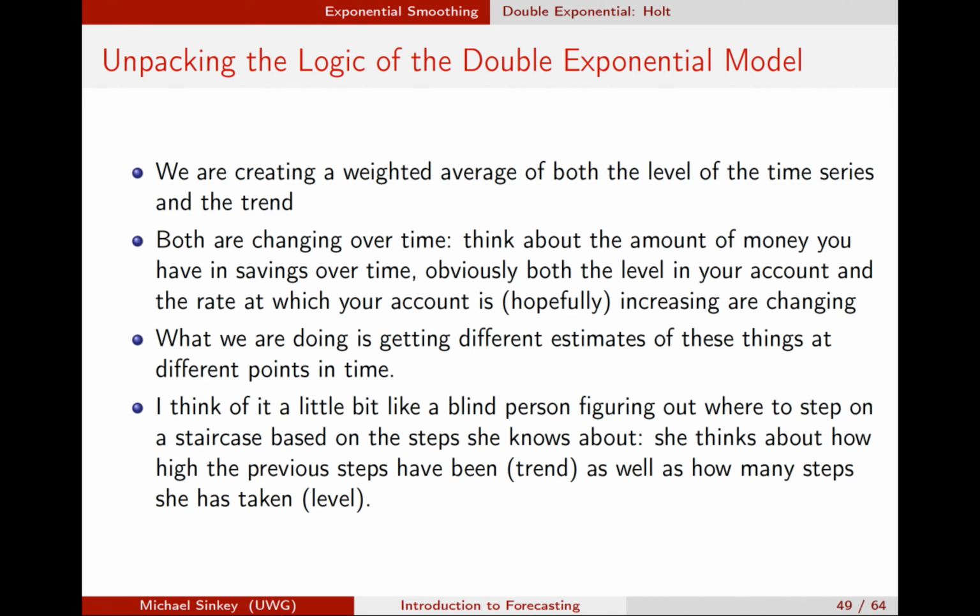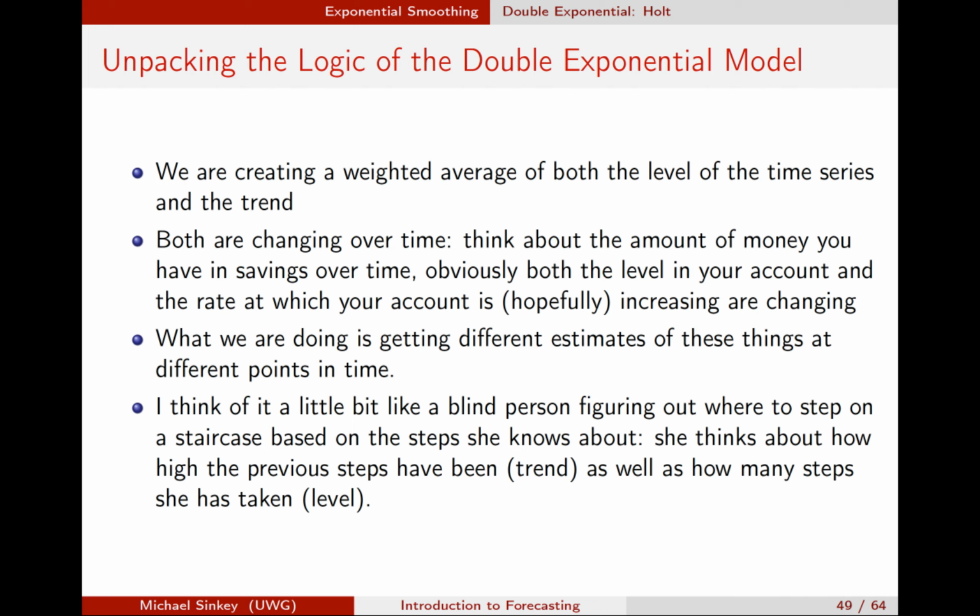Think about the amount of money that you have in savings over time. Obviously, there's a level at any given day that you check your balance. However, there's also a trend in your savings behavior. So if I'm trying to predict how much you'll have saved tomorrow, I might at least like to incorporate that there's some trend up or there's some trend down. And so we're getting an estimate of both the balance and kind of where it's going at the same time.